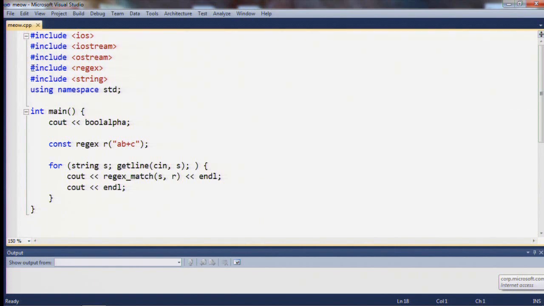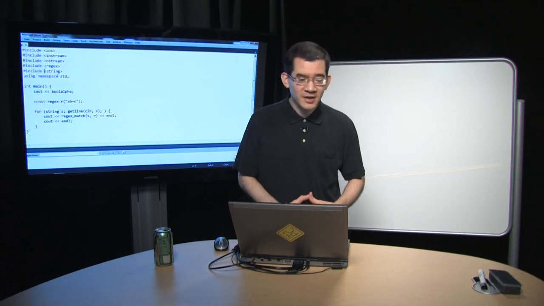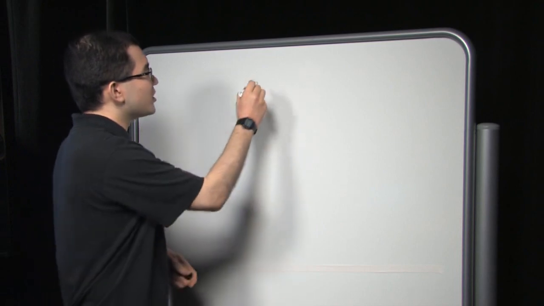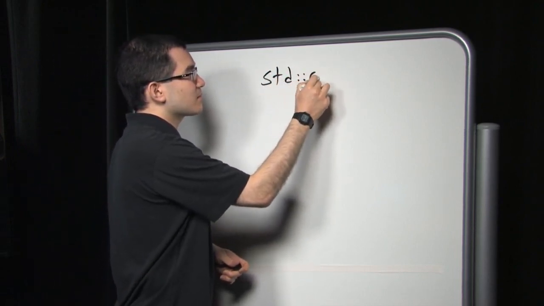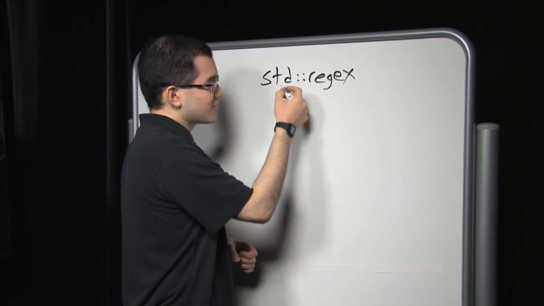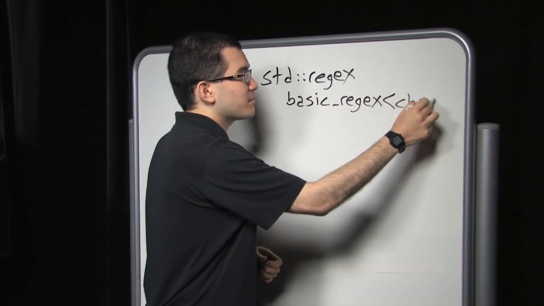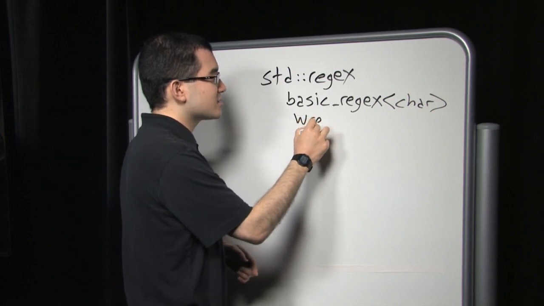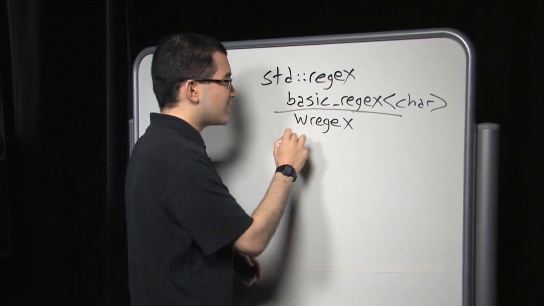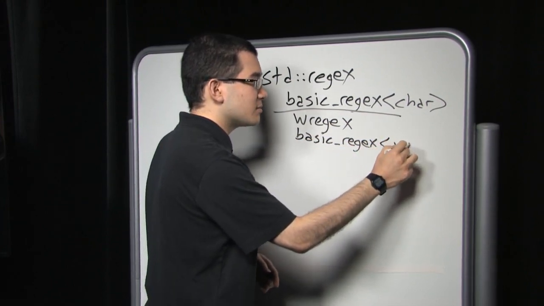So here I've got sort of the hello world of a regular expression. Of course, I need to include the header regex, which is where all of the regular expression machinery is defined. I've also got my other headers. I'm going to be working on std strings. Now, one of the great things about the regex header is that the things in it are templates. We're going to be working with std regex, but this is actually a typedef for basic regex of char in namespace std. There's also a std wregex that is a basic regex for wchar.